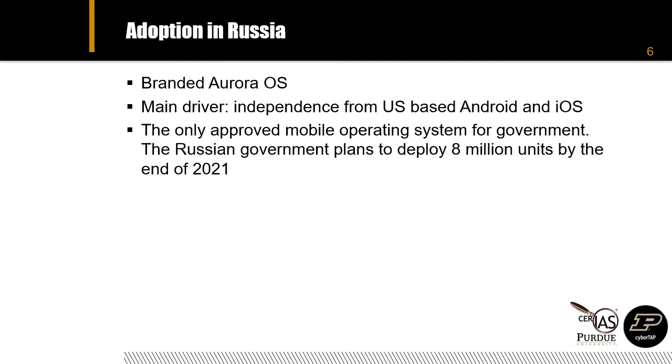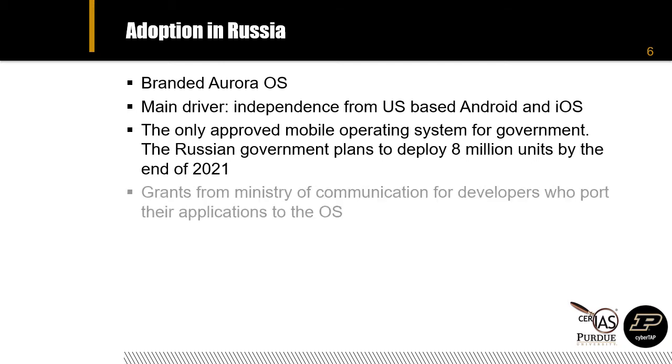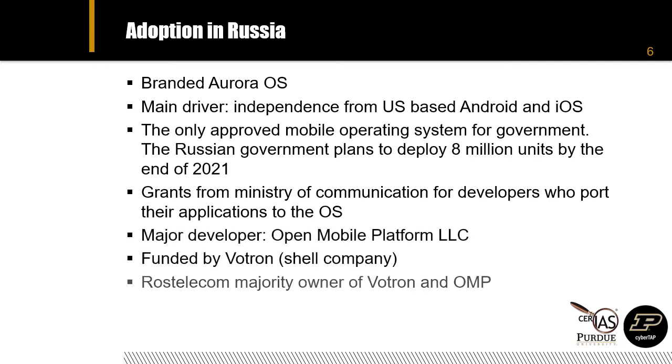The Russian government intends to deploy 8 million units by the end of 2021. In addition, in the past, the Ministry of Communication of Russia has provided grants for developers who port their applications to the operating system. The principal developer at this point in Russia is Open Mobile Platform, which is currently owned by Rostelecom.